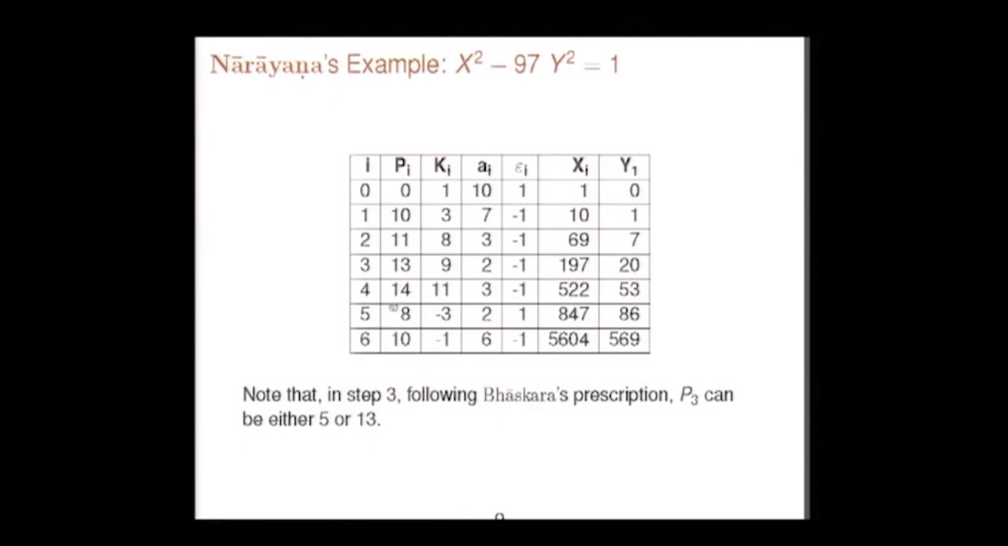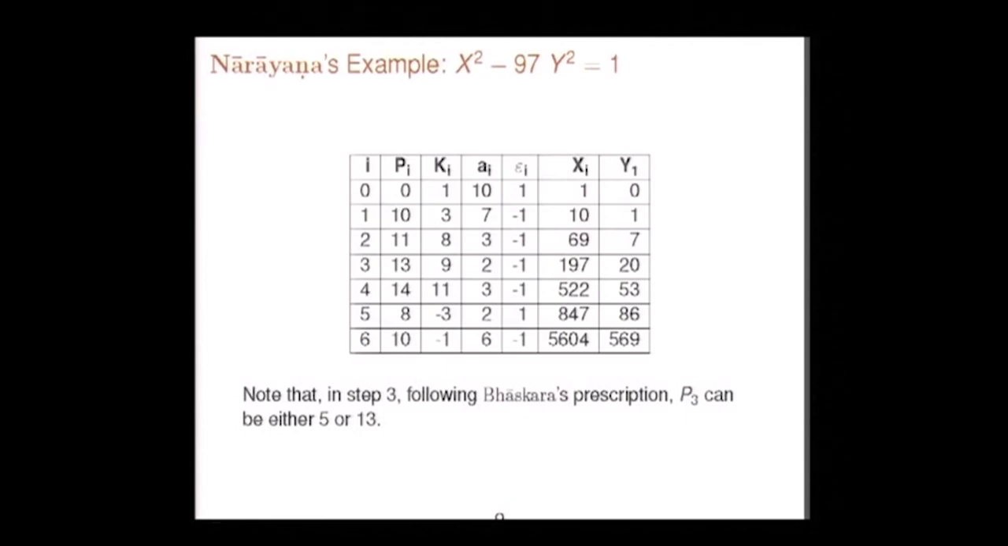So both 5 and 13, the squares of both these numbers are equidistant from 97. You could have gone ahead and made a rule that you choose the lower one also, and eventually you will lead to the proper solution of the Varga Prakriti equation. So this was one thing which was interesting. Now the second thing is even more interesting, the step from 3 to 4.